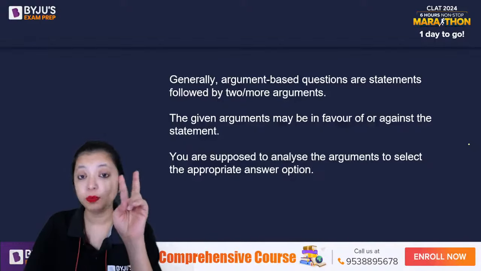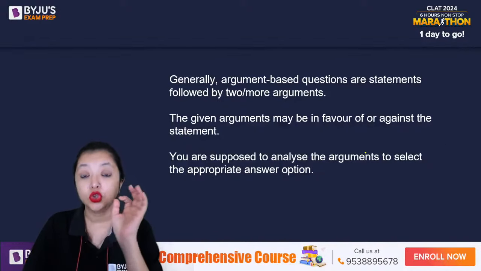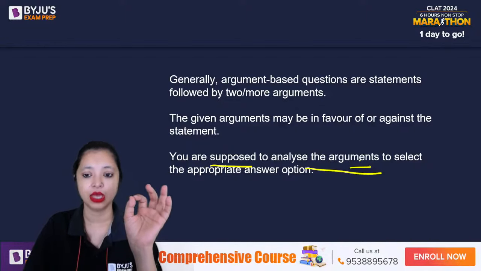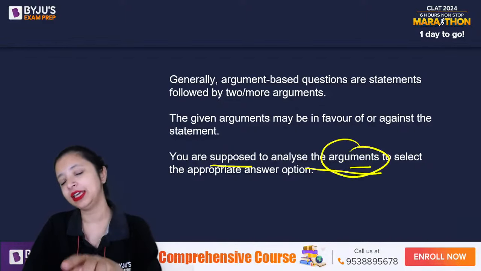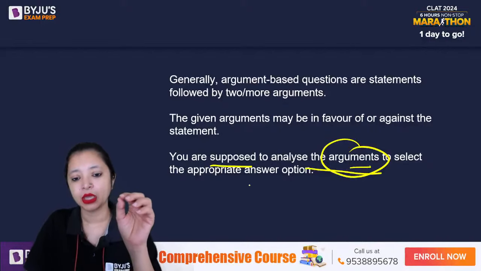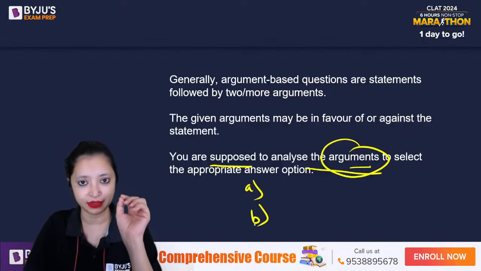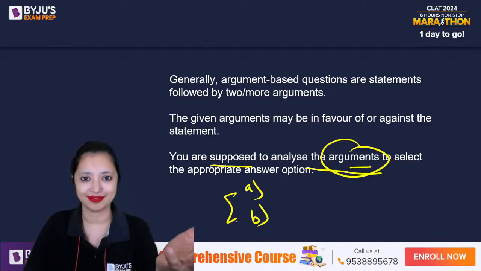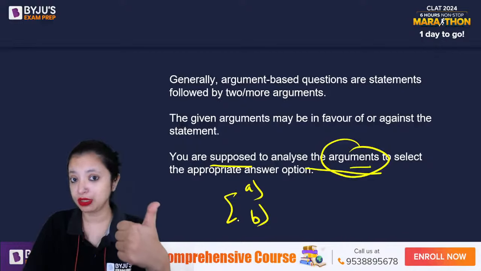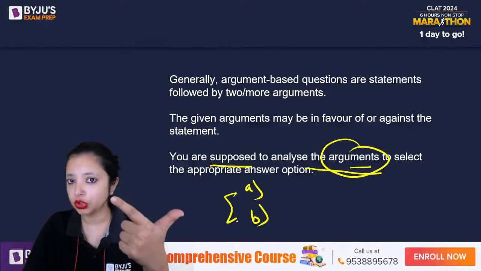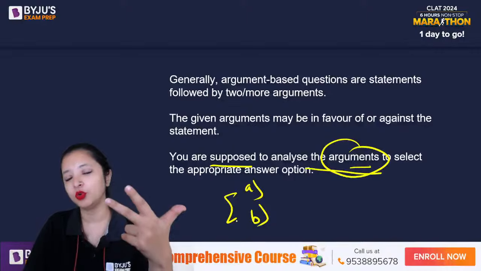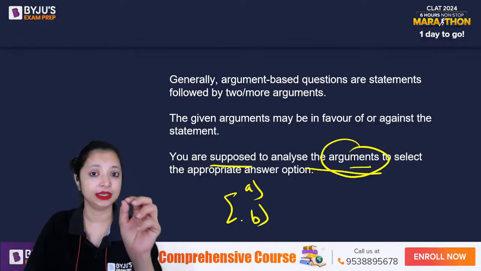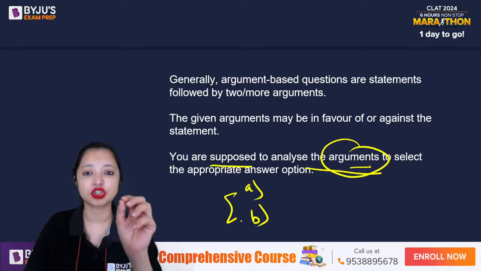And you'll be given two arguments. You are supposed to analyze the arguments. And analysis में करना क्या है? You're supposed to identify out of the two arguments given to you, how many are strong. So both could be strong, both could be weak. One of them could be strong, the other could be weak. Individually, you will have to analyze each argument.